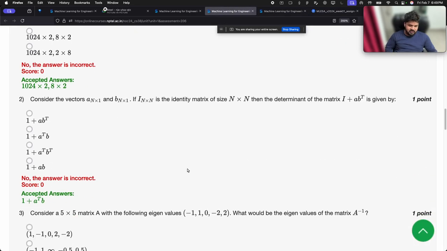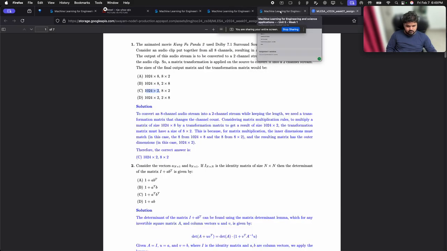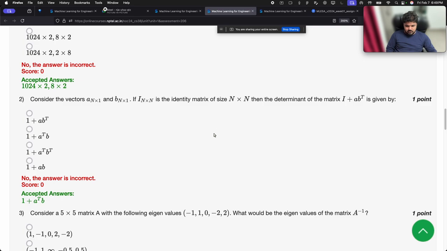This portion is interesting. Read it out aloud, someone from the audience. Yeah, read it.